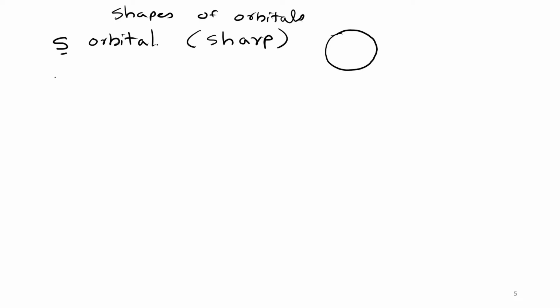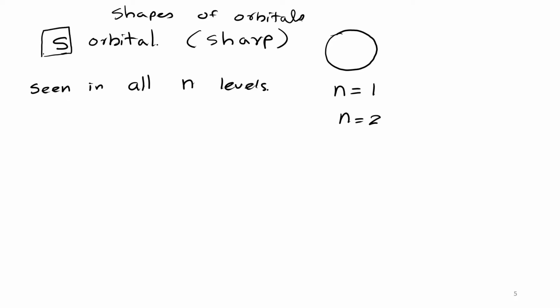And the s orbital is seen in all n levels. So that means we know n levels. There's n equals 1. We know about n equals 2. n equals 1 being the closest level to the nucleus. So if we have an s orbital in level 1 or n equal 1, we can call it the 1s, this 1 indicating the n or the level. If it is in the second level, we can call it 2s, indicating the n level. If it is in level 3, we can call it 3s.